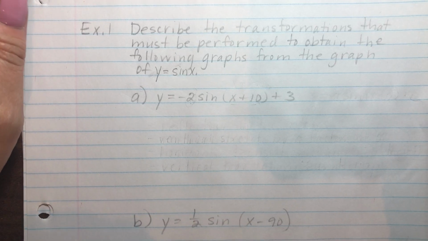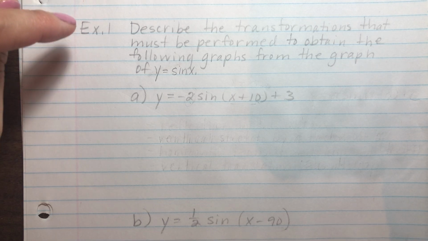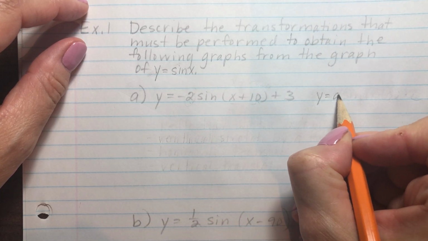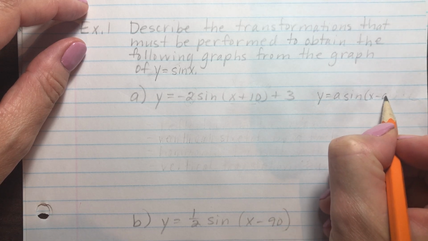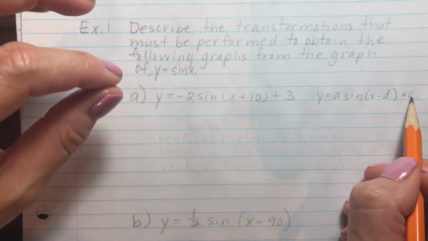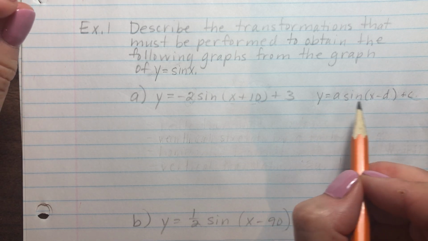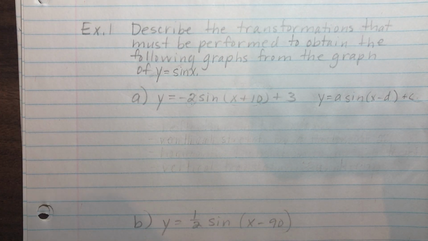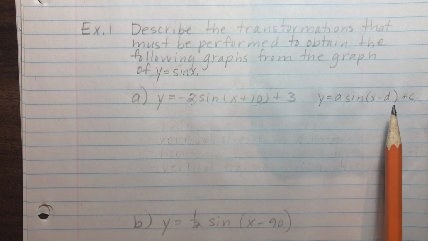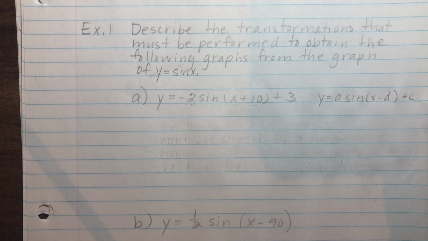Example 1: describe the transformations that must be performed to obtain the following graphs from the graph of y equals sine of x. So we're going to compare this to our general form, y equals a sine(x minus d) plus c. A, d, and c are very similar to a, h, and k in the quadratic function, and they have the same roles as a, h, and k in the quadratic function. A, if it's negative, is responsible for reflection in the x-axis. Also, if you ignore the sign and the number happens to be greater than 1, then a is responsible for a vertical stretch. But if the number happens to be between 0 and 1, then it's responsible for a vertical compression. The number that's being taken away from x is d, and d is responsible for horizontal translations.